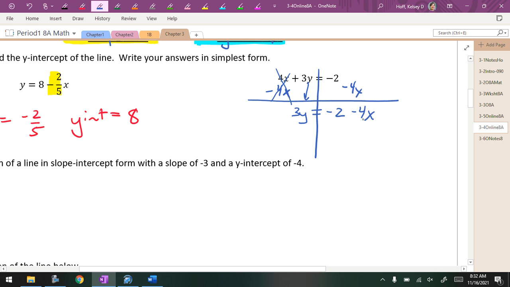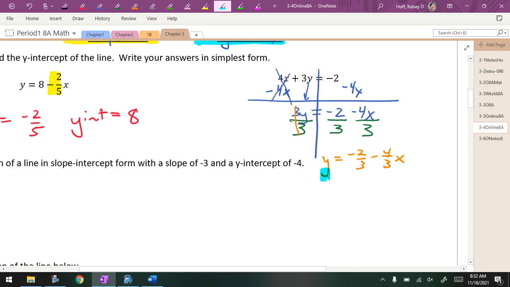Now, Zayden absolutely is correct. We have to divide by 3 because we really just want y by itself. So when you divide by 3, you have to divide your negative 2 by 3. And you also have to divide negative 4 by 3. This is way different. You're right. Okay. Now, y equals, I have negative 2/3 minus 4/3 x.